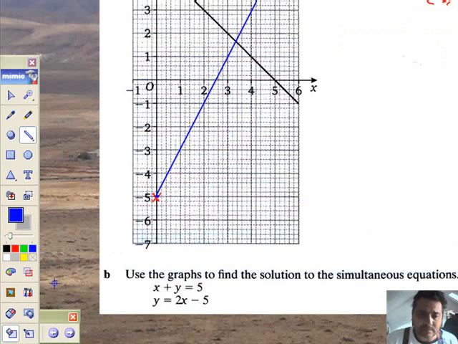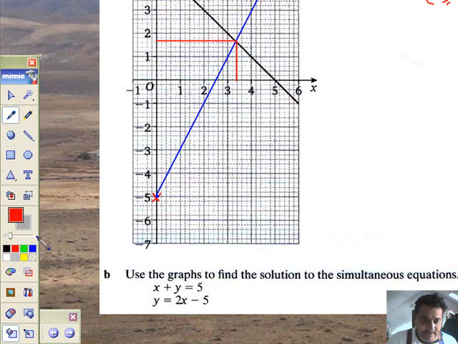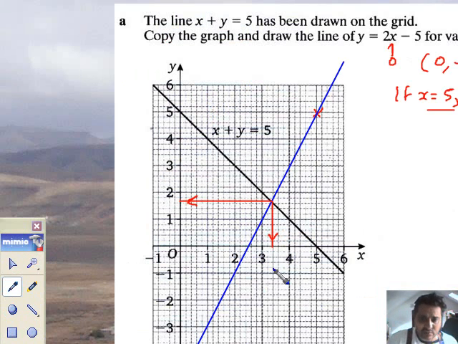Right, that's that one. And then it says use your graphs to find the solution of the simultaneous equations. x plus y equals 5, drawn for us. y equals 2x minus 5, I've drawn that for you. In other words, where do these lines intersect? Well, that's the point of intersection, so I'm going to read that down and then read that across. Again, it won't be brilliant because it's not a whole number. These are not integer values, not that it matters.